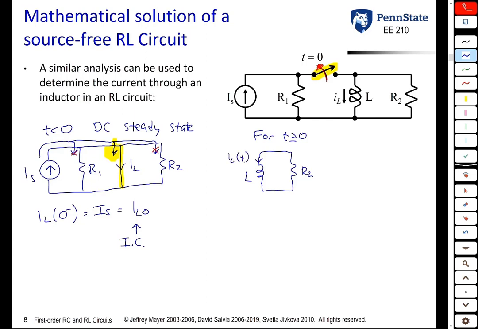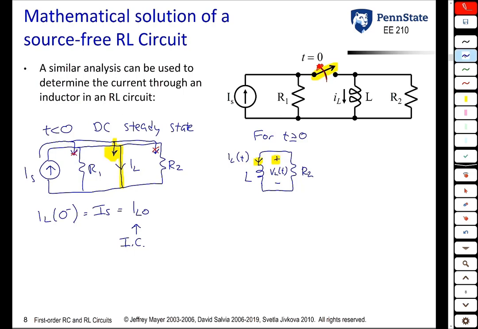IL of t. It's going to have a voltage, VL of t. And notice the passive sign convention is upheld for the inductor. The current through the inductor, IL, is defined as the current into the plus terminal of the inductor.